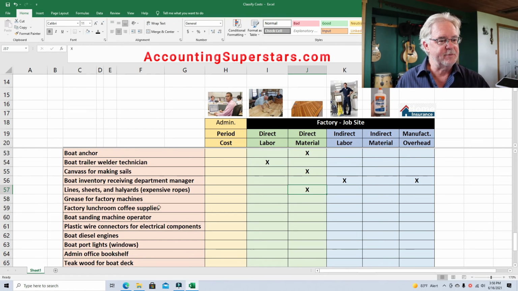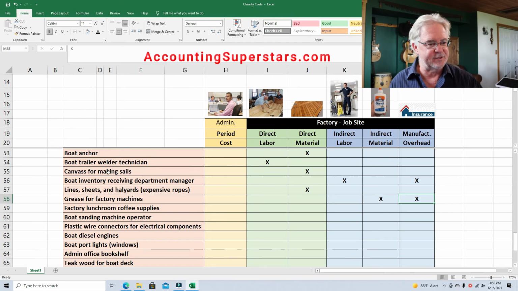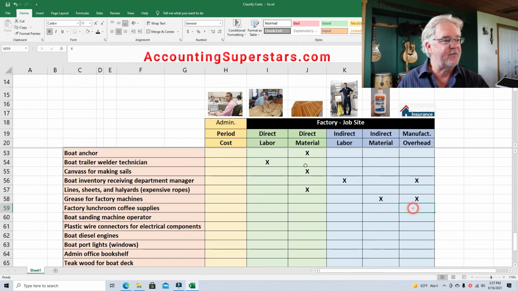Grease for factory machines. Well, it's not really worth tracking the grease. Grease is pretty cheap, and who cares how much you use? Just so the machines get greased. That's the important thing. Factory lunchroom coffee supplies, that's factory overhead because it's taking place in the factory. Boat sanding machine operator. Now this is a person that's building the boats, sanding the boats to be specific.